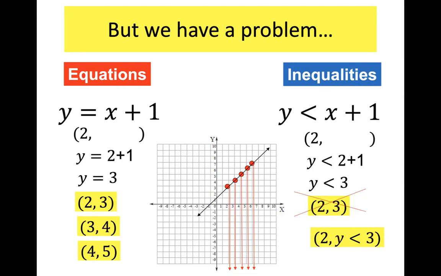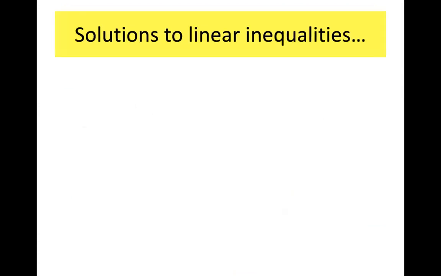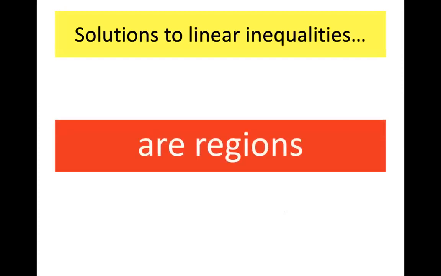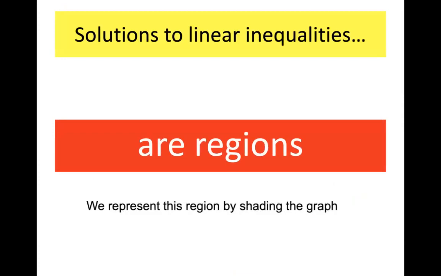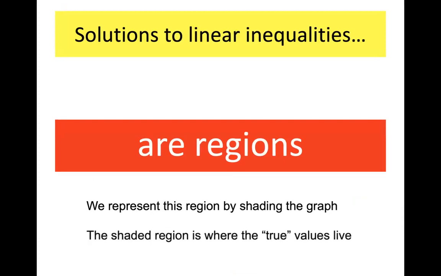So if you notice the shape that's appearing right there, it's not a line, but it's a region. And that region in red is what would make that inequality true. So solutions to linear inequalities are regions. They're not a line, they're entire regions. So when we actually graph this, we represent that region by shading a portion of the graph. And the shading is where all the values would make the inequality true.